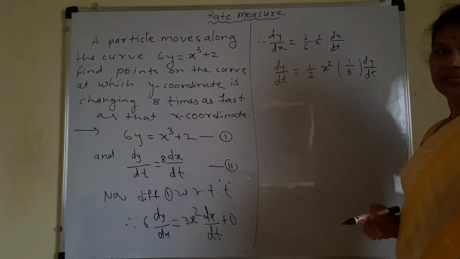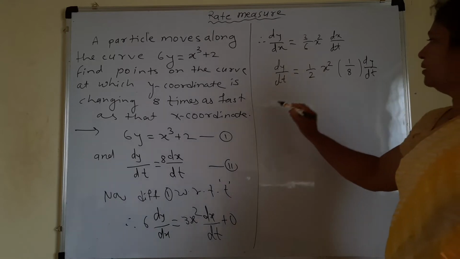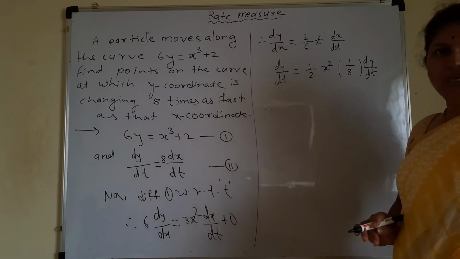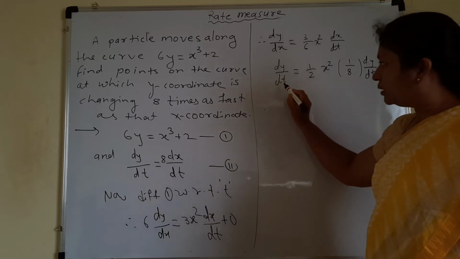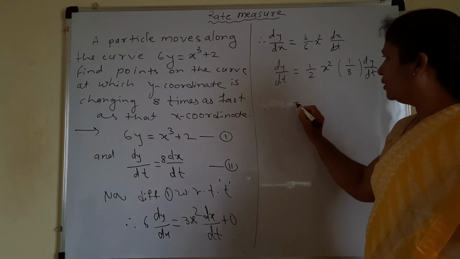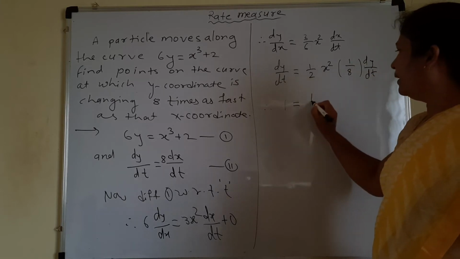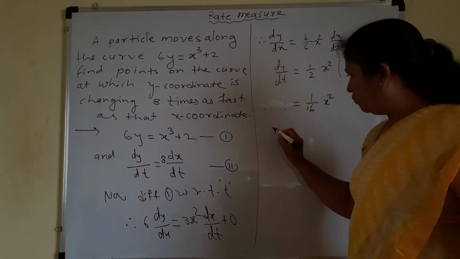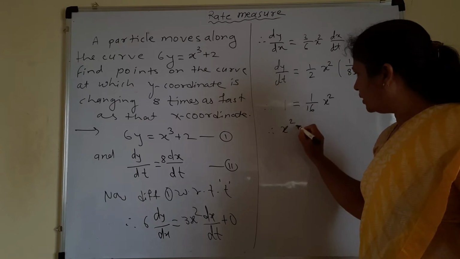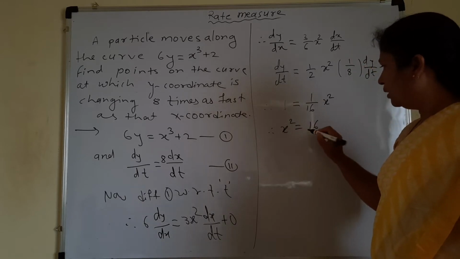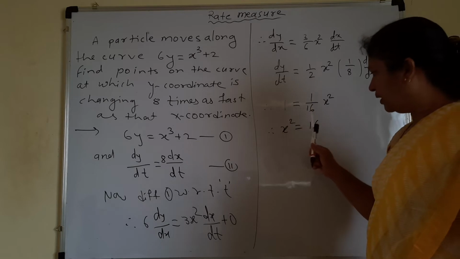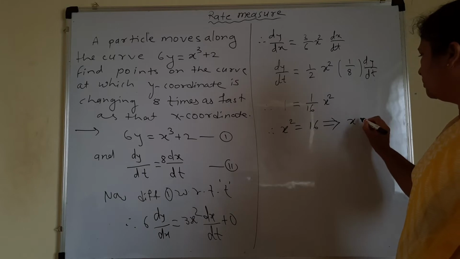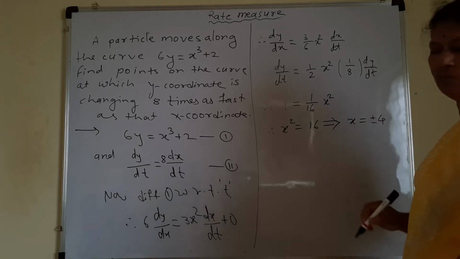Now look at both the sides. Therefore dy by dt will get cancelled, and there remains 1 is equal to 1 by 2 into 1 by 8, that is 1 by 16 into x square. Therefore we have to find this x. So x square is equal to 16, and since x square is equal to 16, I will get two values of x. Taking square root on both sides, it will be plus or minus 4.